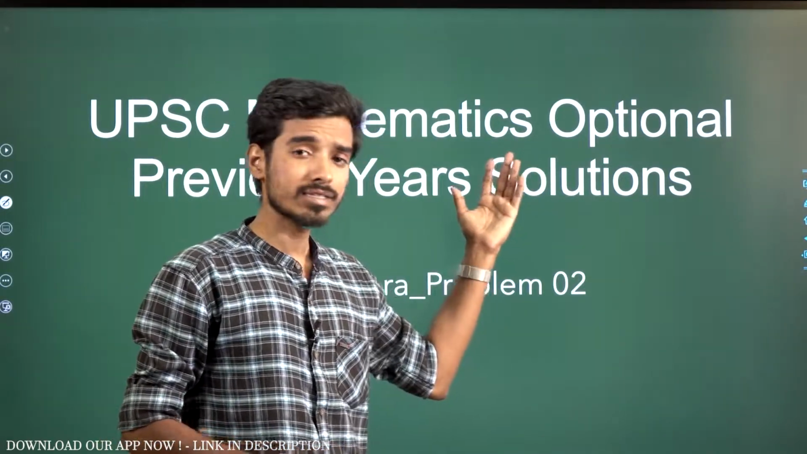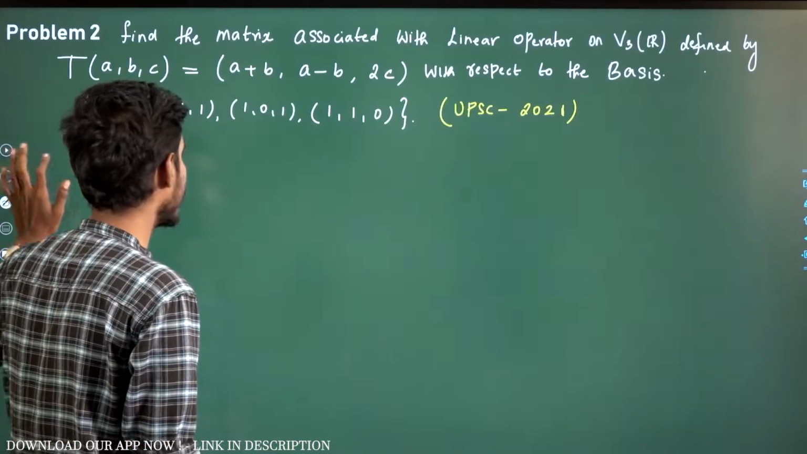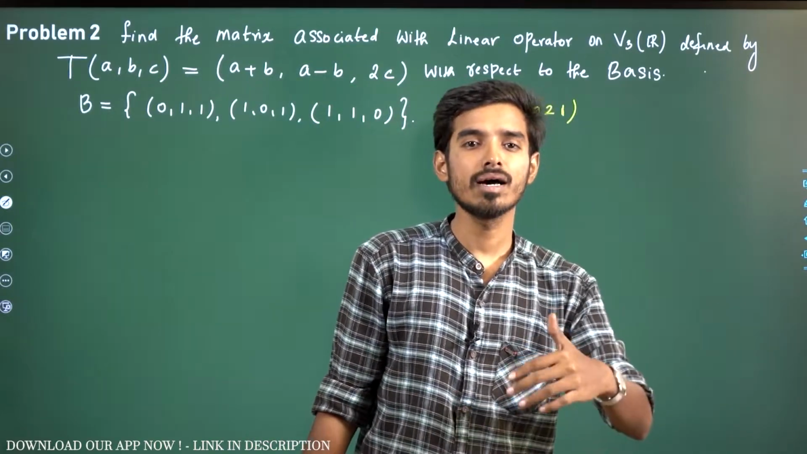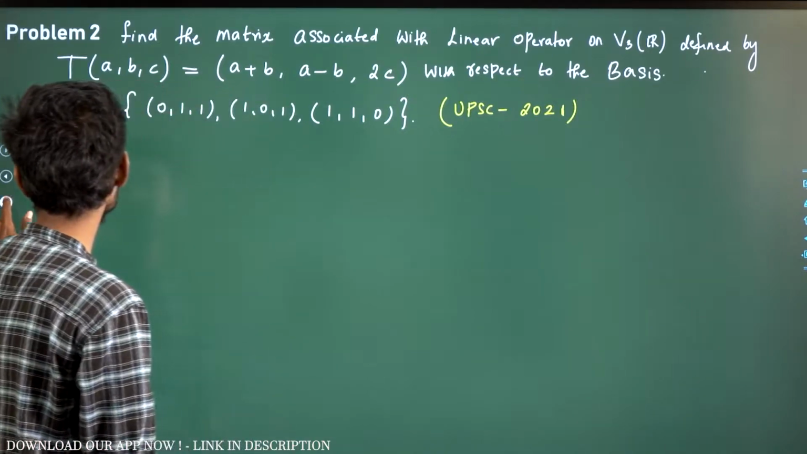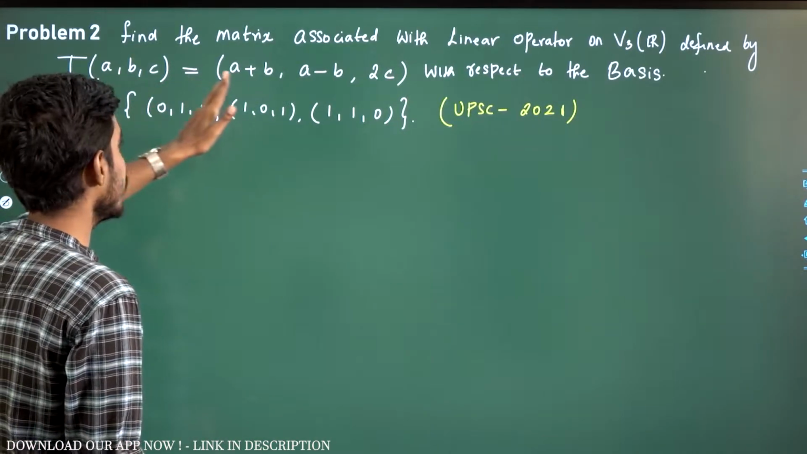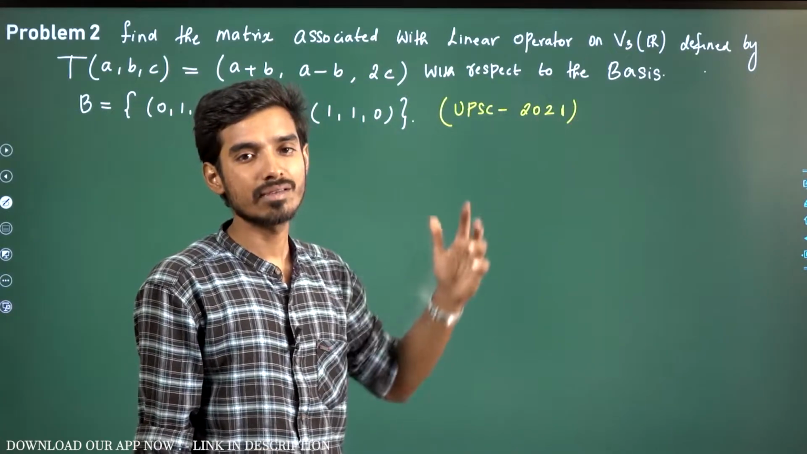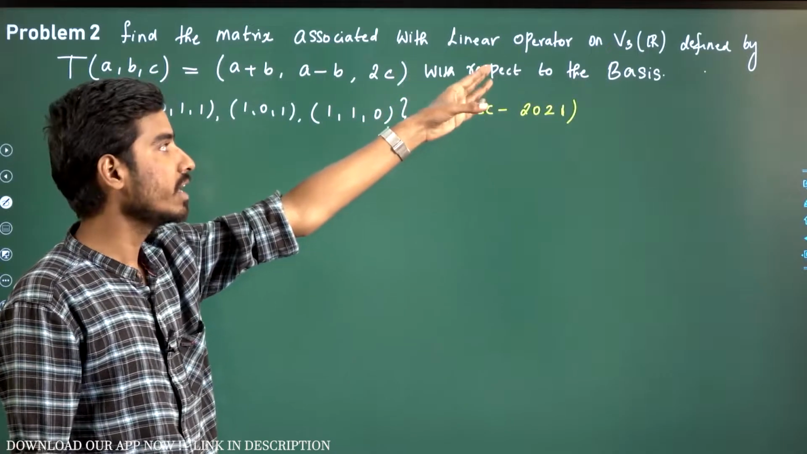Okay. So in the previous class, we solved problem number 1, right? In this class, we'll move on to problem number 2. First, we are starting with the 2021 paper. And in the upcoming class, we will solve 2020, 2019 and so on, right? Okay. Again, very simple problem, very standard problem. We need to find the matrix for the corresponding linear transformation. They have given the basis also, right? Very simple. Find the matrix associated with the linear operator.